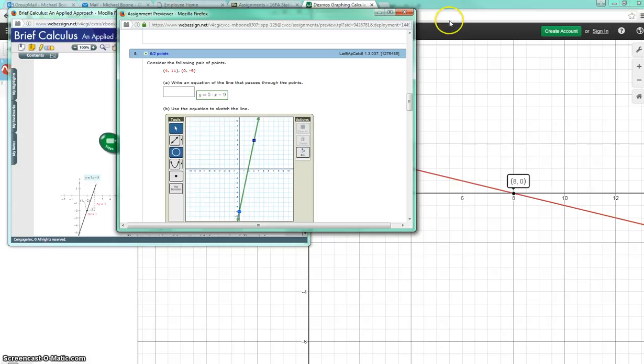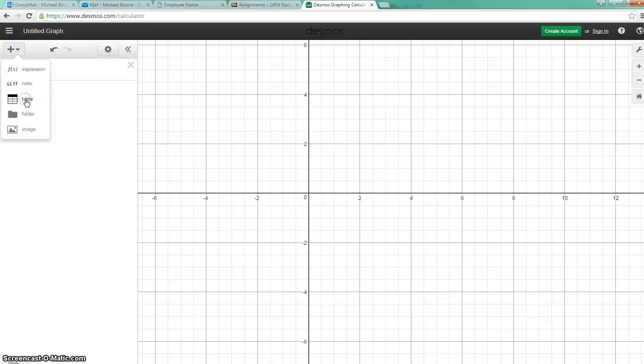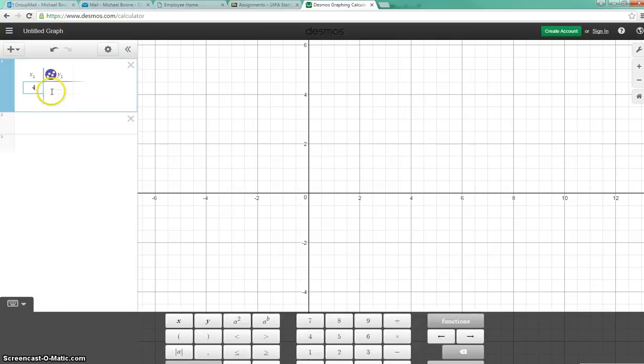I'll work one of these out. In the same video I'll work out the number 3 problem, but let's just look at what we're trying to do. I have the points 4, 11 and 0, negative 9. So again, this is something that I could graph so I could see what I'm trying to do. 4, 11 and 0, negative 9.